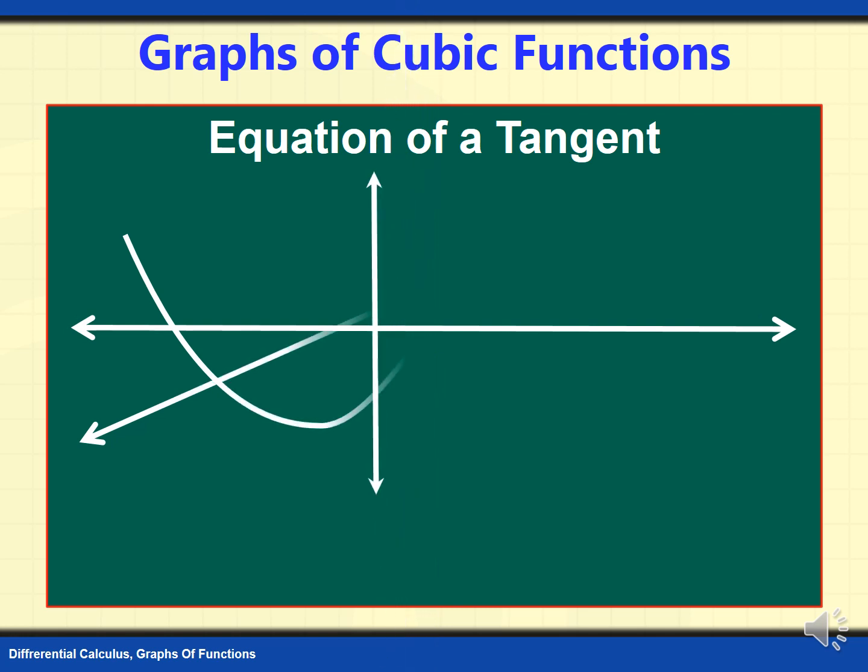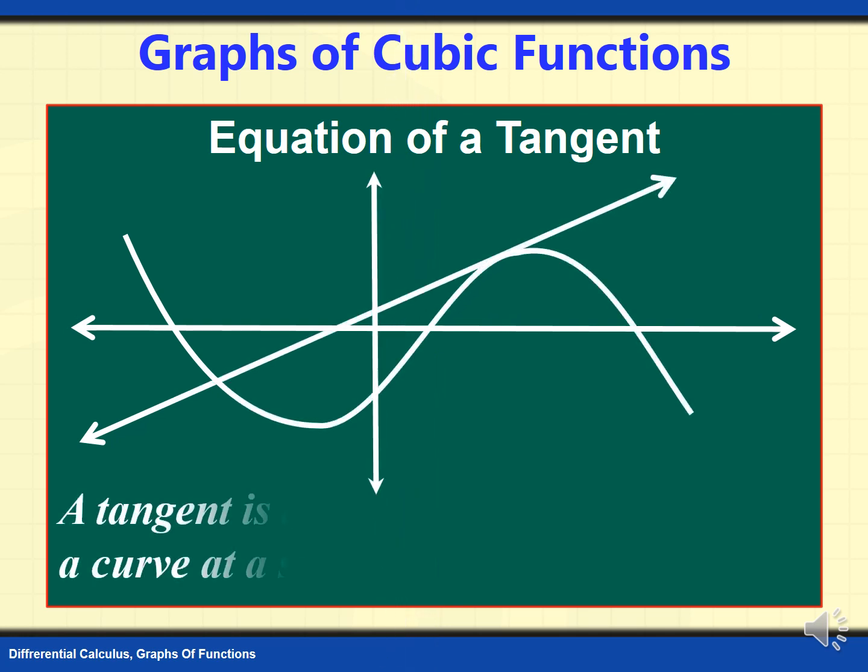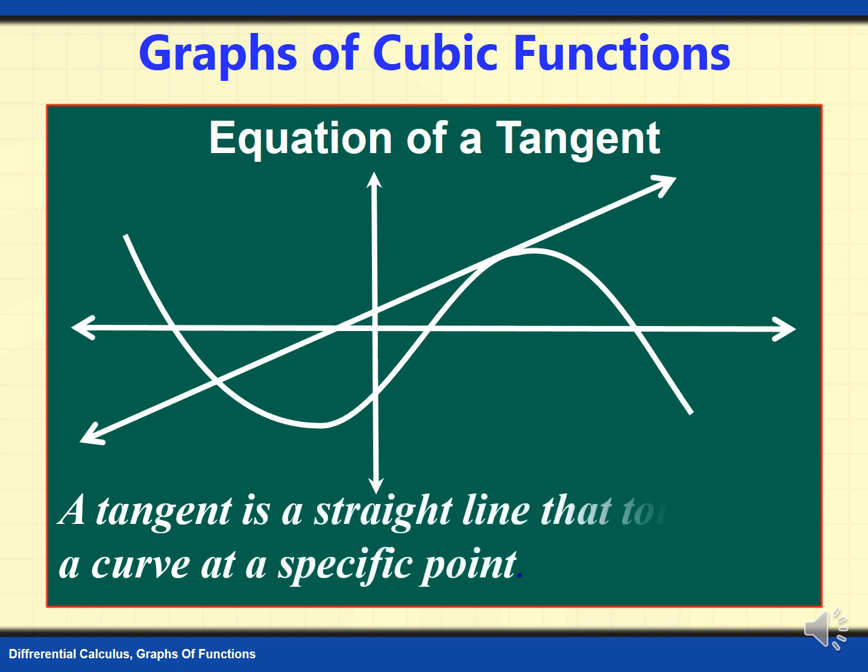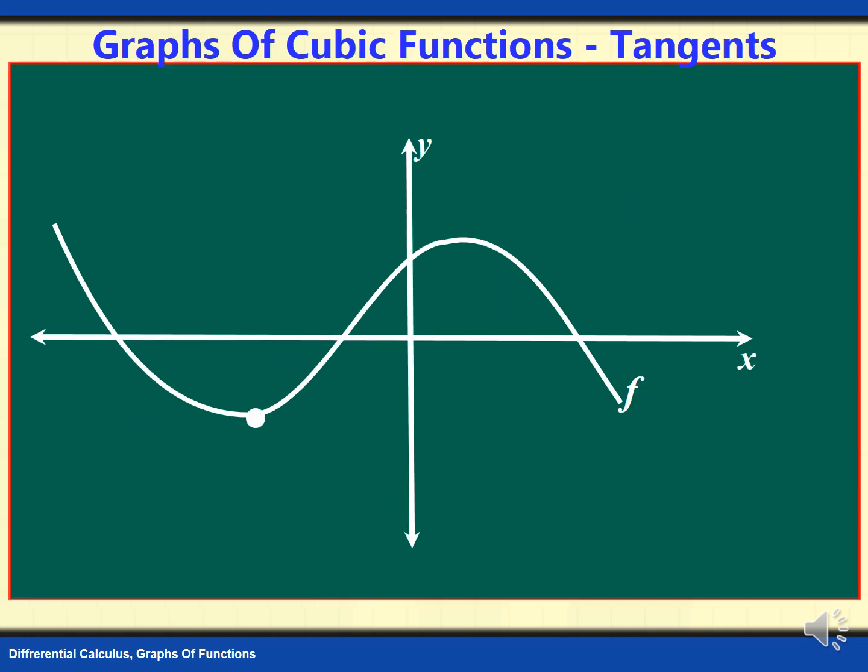Now, a tangent is a straight line that touches a curve at a specific point. I think we remember meeting this same name in paper 2 Euclidean geometry, the tangent to a circle. So basically a straight line that touches, that line is a tangent.